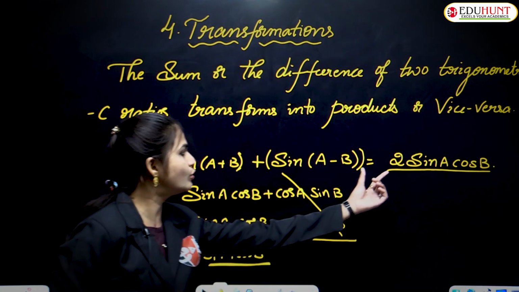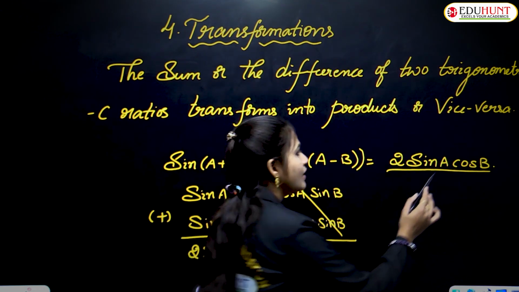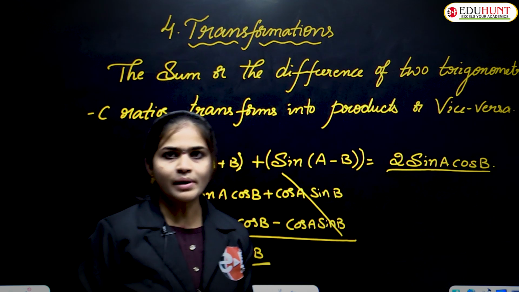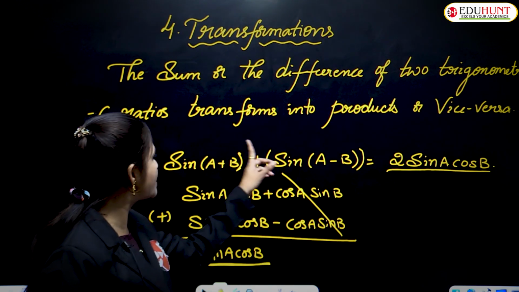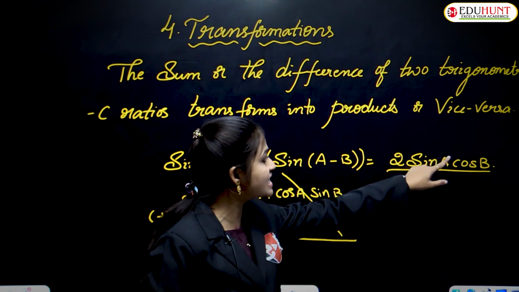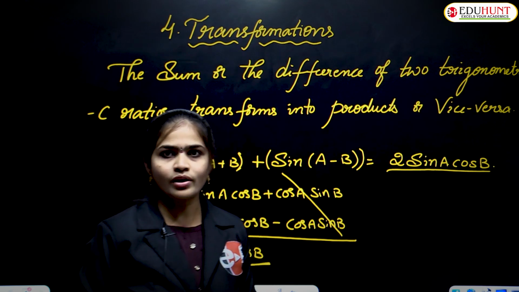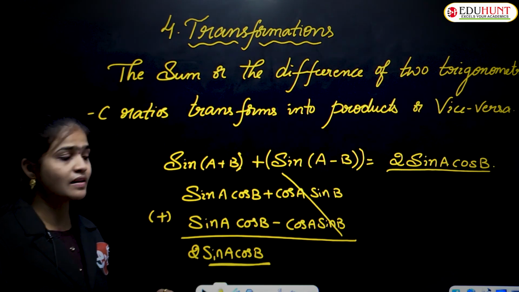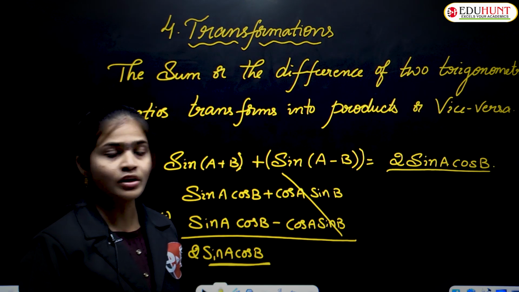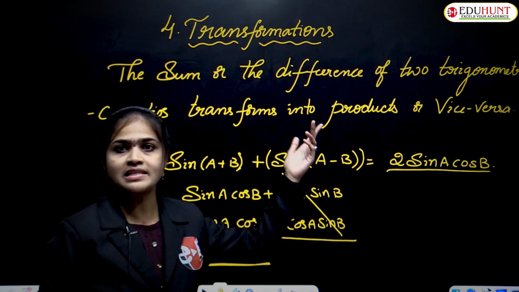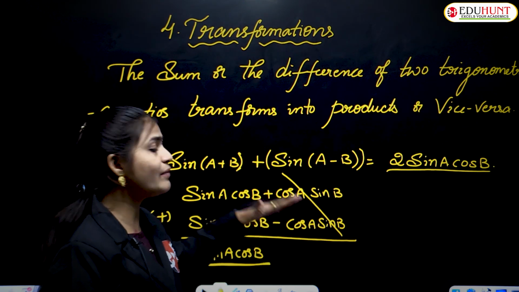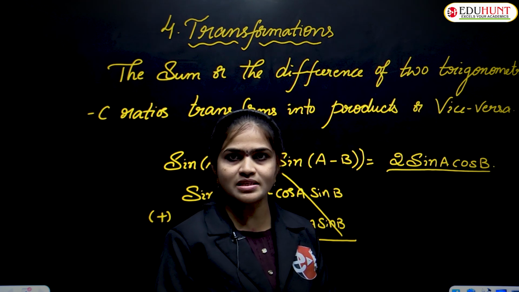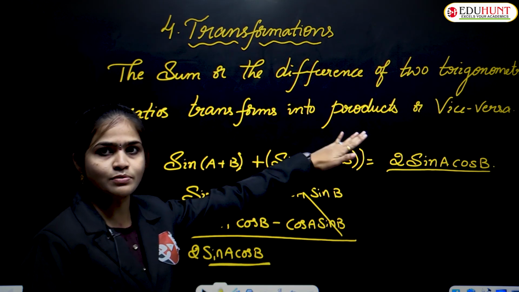So these two trigonometric ratios also come under the product. It is multiplication only: sin of a plus b plus sin of a minus b is equal to 2 sin a into cos b. That is the product, and that is what we will learn in transformations. Here you may get a doubt: ma'am, we already learned this in multiples and submultiples, and in the same way in compound angles. Why again are transformations given?